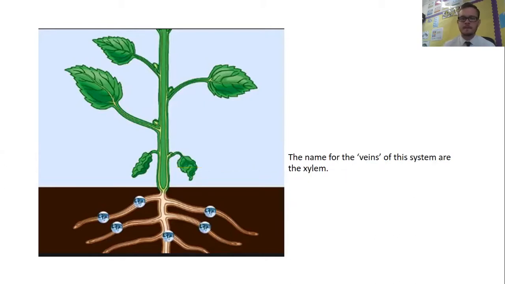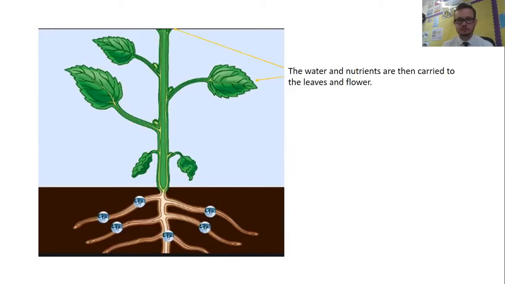Now, we have veins in our body, okay? If you look on your wrist, that's the easiest way to see your veins, and that's how your blood is going through. One of the ways your blood's going through the body is along with your arteries. In a plant, these are called the xylem, okay? And this is how the water and the nutrients get passed through into the plant and through the plant's system.